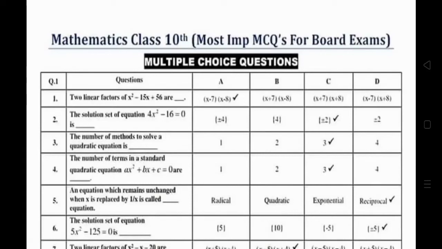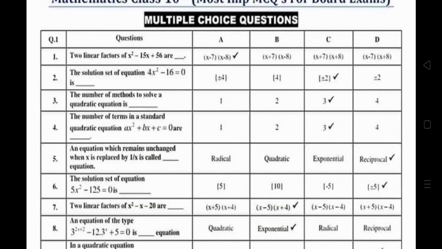Mathematics Class 10 Most Important MCQs for Board Exams. Multiple choice questions of Mathematics Class 10. Two linear factors of x square minus 15x plus 56 are.